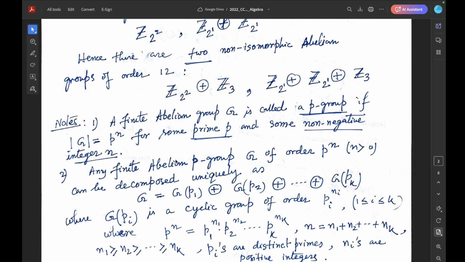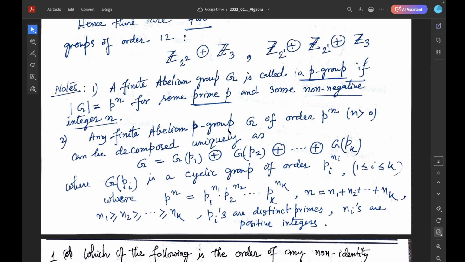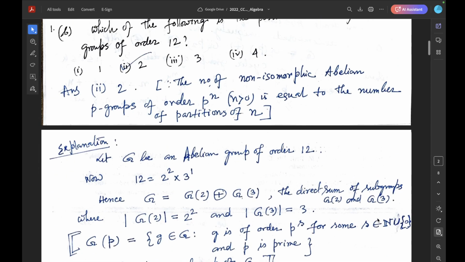Note that a finite abelian group G is called a p-group if the order of G equals p to the power n for some prime p and some non-negative integer n. Any finite abelian group G of order n greater than 0 can be decomposed uniquely as G equals G_p1 plus G_p2 plus dot dot dot plus G_pk, where G_pi is a group of order p_i to the power n_i, 1 less than or equal to i less than or equal to k, where n equals p1 to the power n1, p2 to the power n2, up to pk to the power nk, and the p_i are distinct primes and the n_i are positive integers. So the correct option is 2.